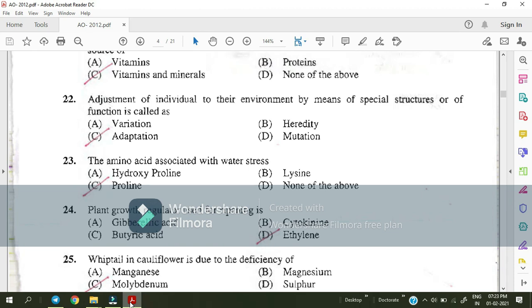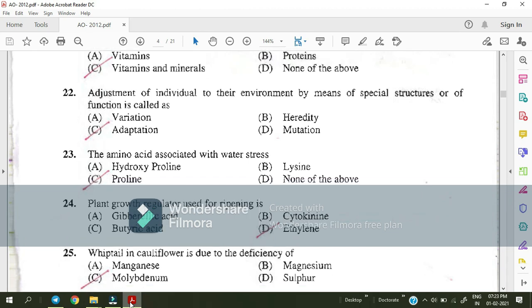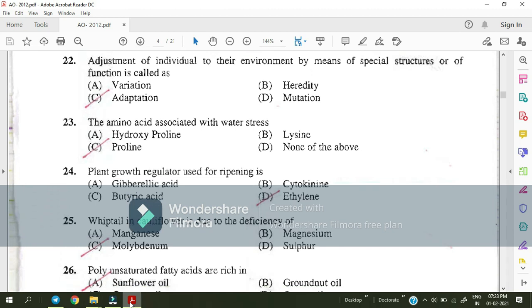Gibberellic acid promotes internode elongation. Cytokinin promotes root growth. Auxin promotes shoot growth. 25th question, whiptail of cauliflower is due to deficiency of molybdenum.